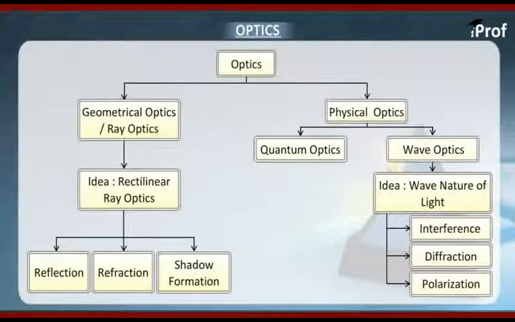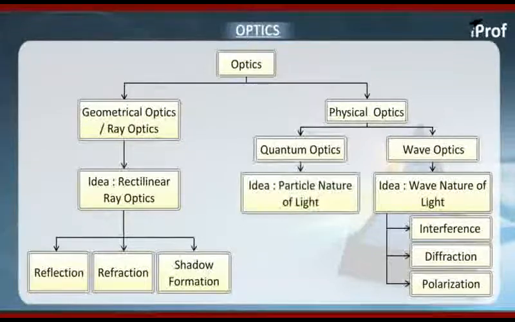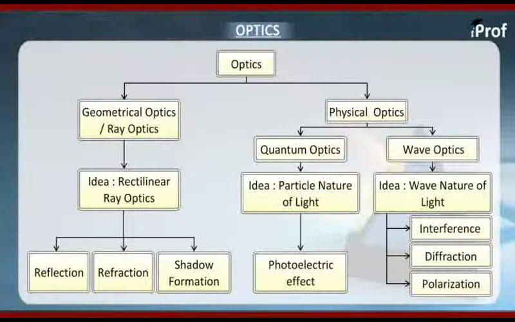And in quantum optics, now this branch of optics is based on particle nature of light, and here we assume that light has a particle nature, a different idea. And the common example is a photoelectric effect. Of course, this particular branch of optics we are not going to study under optics, we will study it as a part of modern physics.